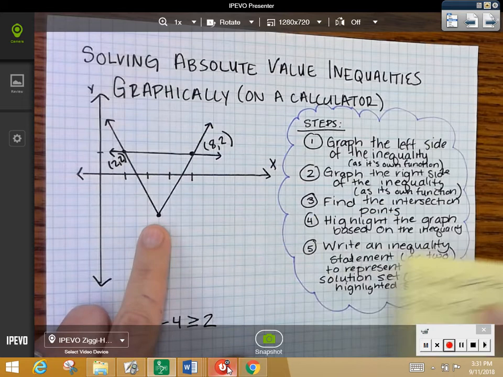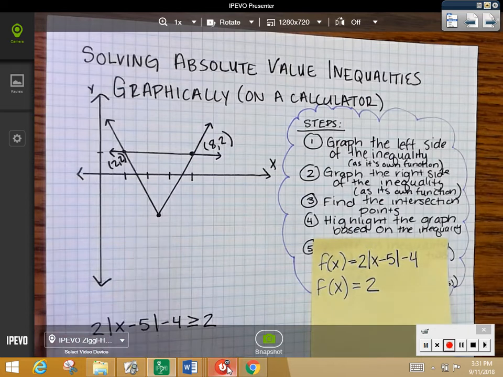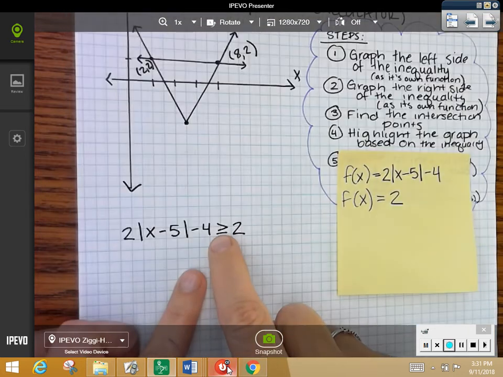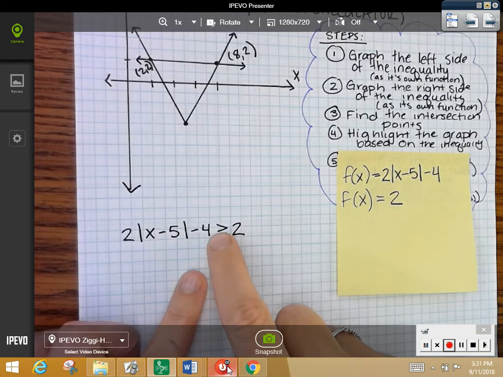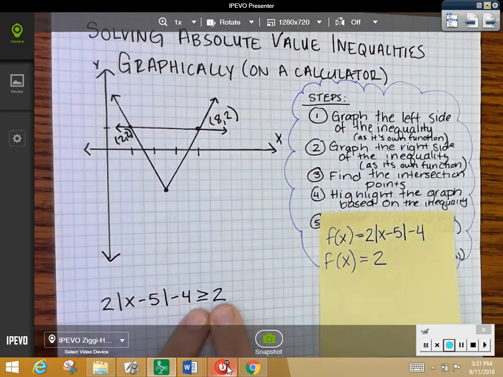So my next step is to highlight the graph based on the inequality symbol. So the inequality symbol that I'm dealing with is this one, greater than or equal to. I still use what I learned in elementary school. Greater than is the one that doesn't look like an L. So this one doesn't look like an L, so it must be greater than. And it says greater than 2.